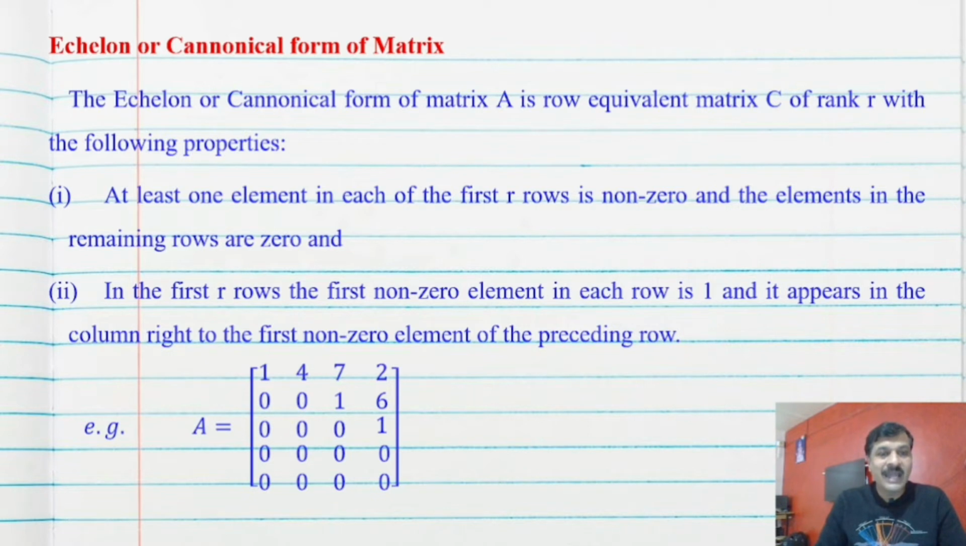First, at least one element in each of the first R rows is non-zero, and the elements in the remaining rows are 0. And second, in the first R rows, the first non-zero element in each row is 1, and it appears in the column to the right of the first non-zero element of the preceding row. So what is the actual meaning of it? Very simple. You can see here an example of echelon form. A equals first row 1 4 7 2, second row 0 0 1 6, third row 0 0 0 1, then 0 0 0 0, and the last row is 0 0 0 0.